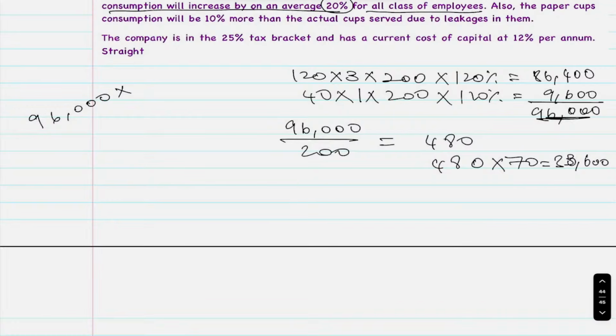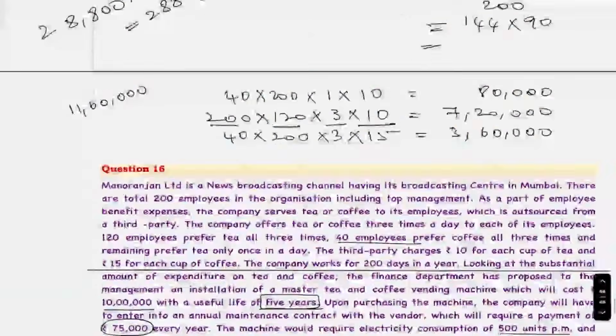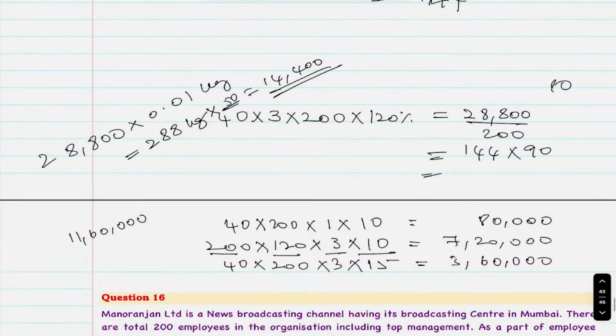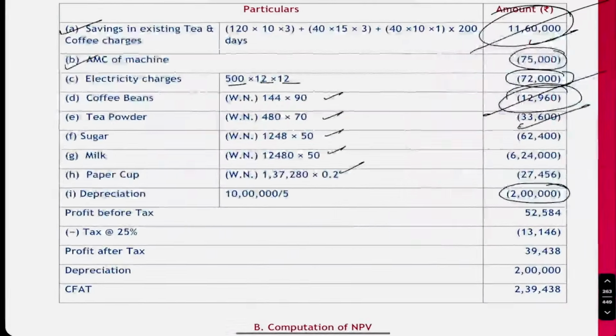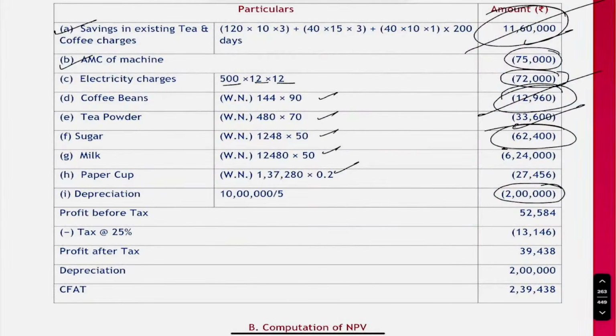How many cups of tea will be required? 96,000 into 0.01. Tell the value. 960 into how much? 50. 48,000. Totally 48,000 plus 14,400 is 62,400. Perfect. That is the answer. Understood? Next. After that, what is the next component?